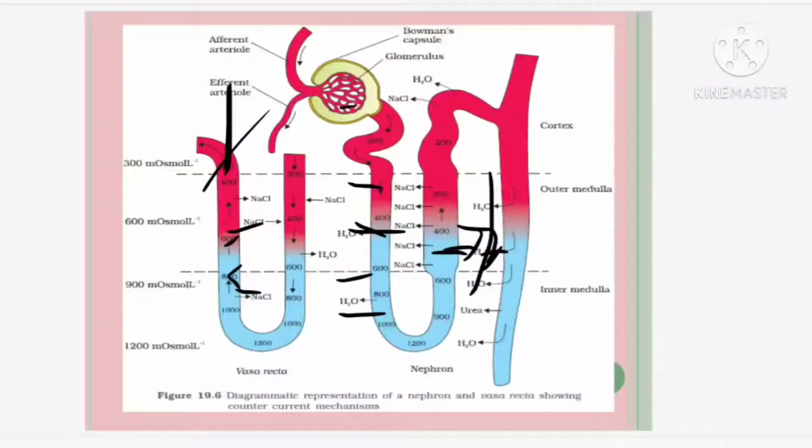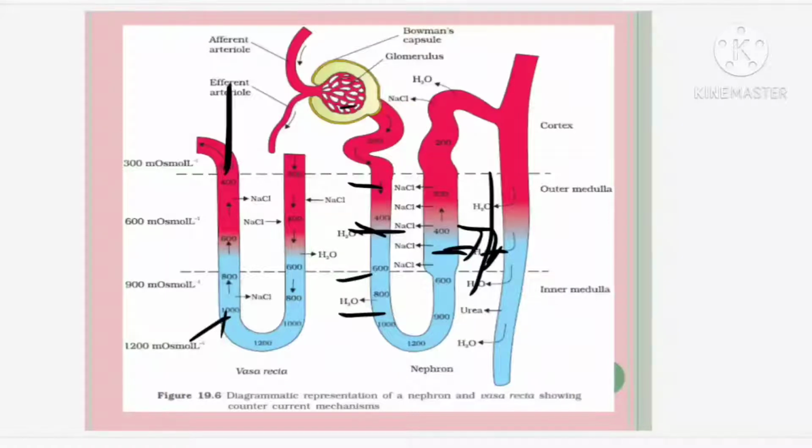Okay. So, into the Vasa recta, what is moving? The water is moving. NaCl is present over here, so NaCl facilitates the absorption of water. So, what will be moving into the Vasa recta? The water will be moving into the Vasa recta. Okay. So, like that, they are helping in concentrating the urine.